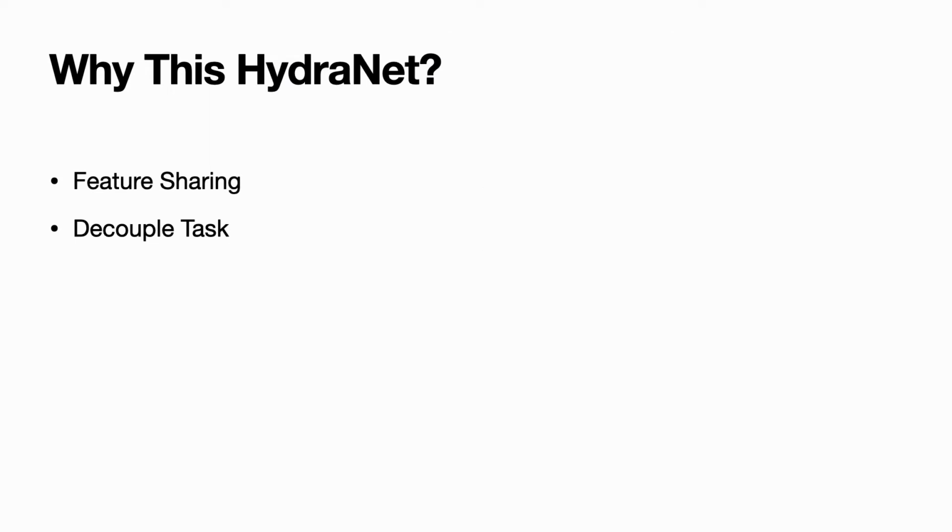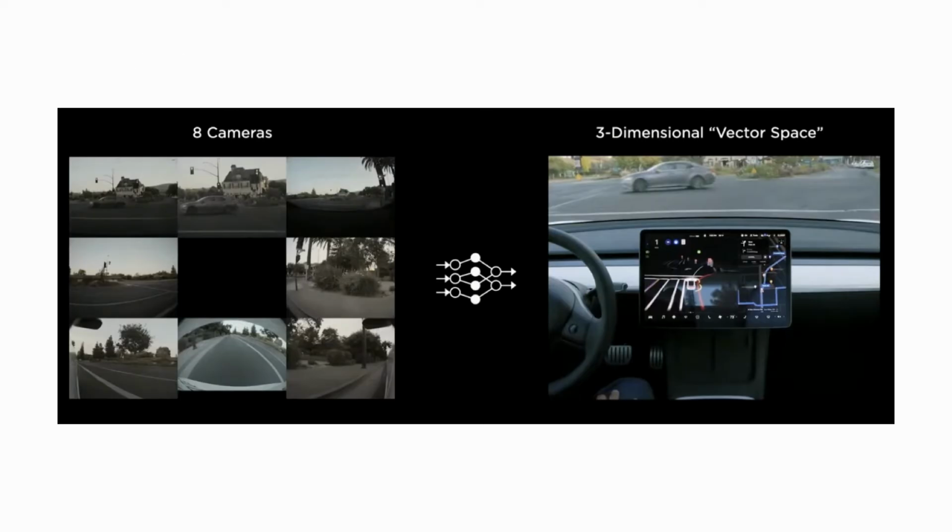So, why this HydraNet? Feature sharing. It is more computationally efficient to run a single neural network backbone. Decouple tasks. You can fine-tune tasks individually without affecting other predictions. This creates more robustness. Now that we understand how the network works for individual images, we can ask ourselves, how do we combine multiple images into a 3D space?